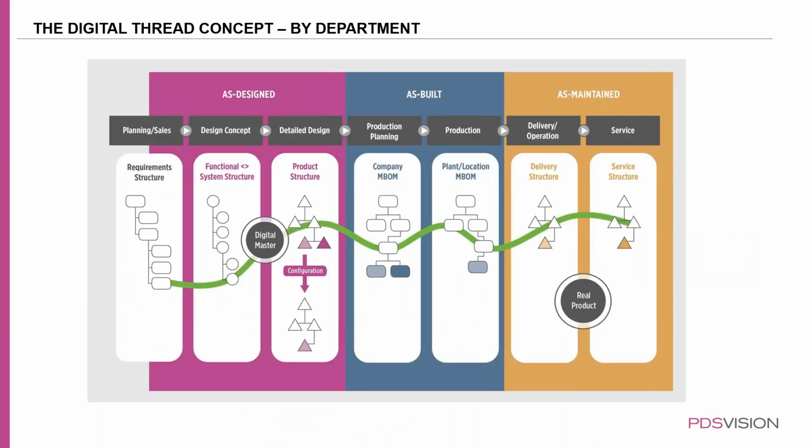Here is a quick slide on how information flows through each department. You have three categories: as designed, as built, and as maintained. In as designed, you have planning, which moves into design concepts, then detailed design, which moves into production planning, then actual production, and then delivery and operation. Having this bird's eye view makes certain processes faster and easier for our manufacturing as well.